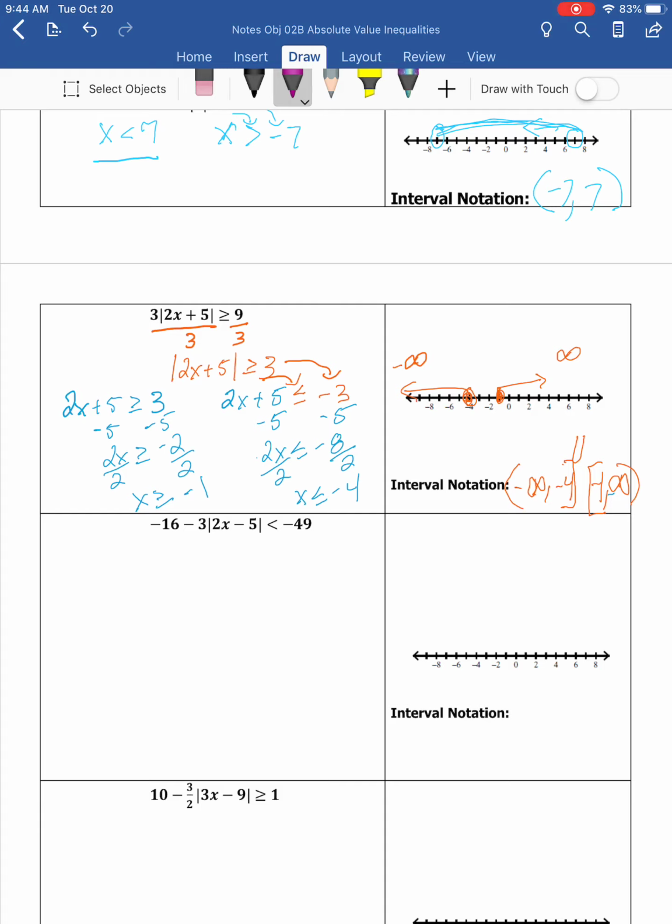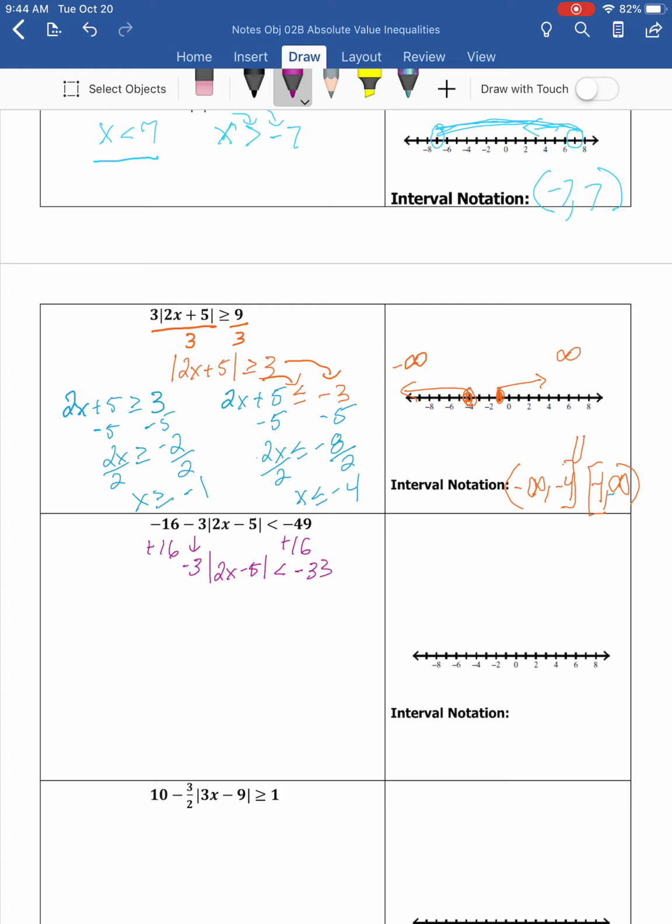Next one. Okay, we have to first get our absolute values by itself. So I add 16 to each side, because remember, if it's not right next to the absolute value, that's addition or subtraction. So I'm going to get rid of my addition or subtraction. Do not forget to bring down this negative 3, because that negative is with the 3. So negative 49 plus 16, it's going to be less than negative 33.